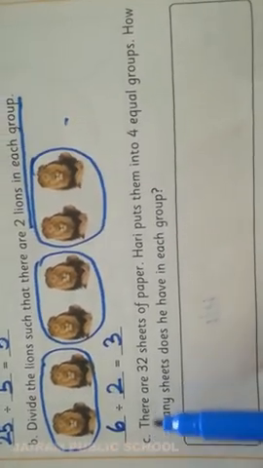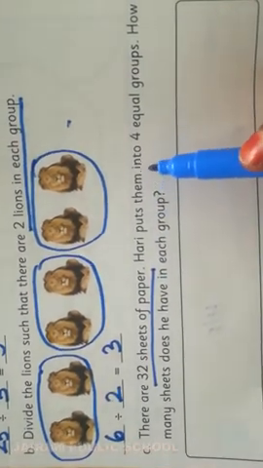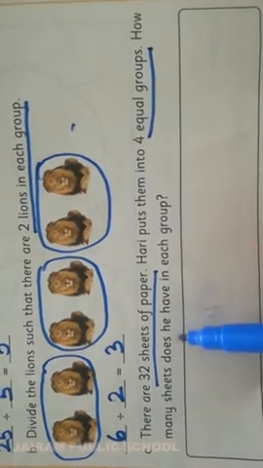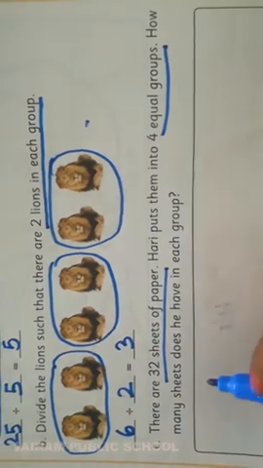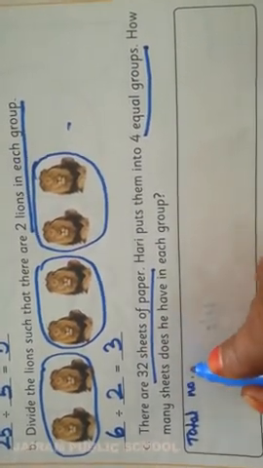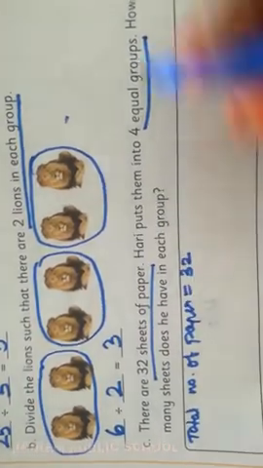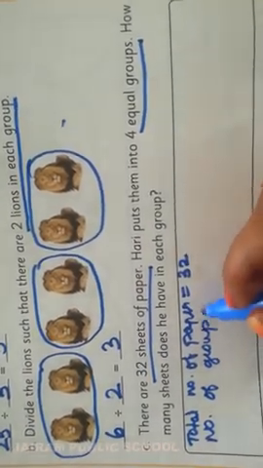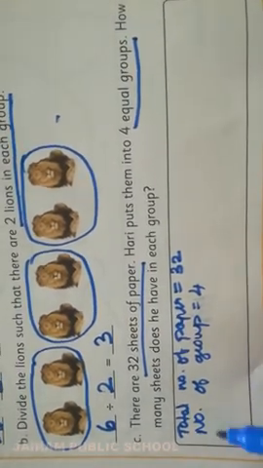C option. There are 32 sheets of paper. Hari puts them into 4 equal groups. How many sheets does he have in each group? For that, the total number of paper is equal to 32. Number of groups is equal to 4. For that, first we have to draw the groups now.